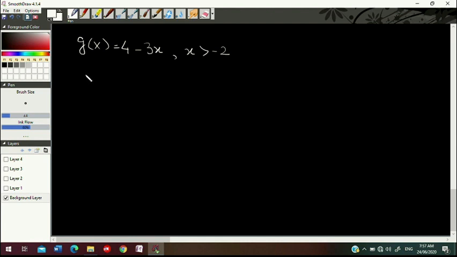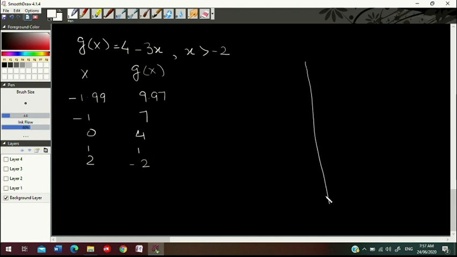And for x, if we give simple values like minus 1.99, minus 1, 0, 1, 2, you can calculate g of x. When x is equal to minus 1.99, g of x is equal to 9.97. For minus 1, g of x is 7. For 0, g of x is 4. For 1, g of x is 1. And for 2, g of x is minus 2. And for both these equations, you can plot a graph.